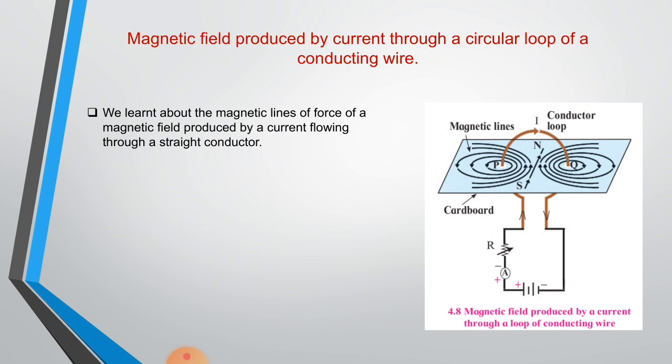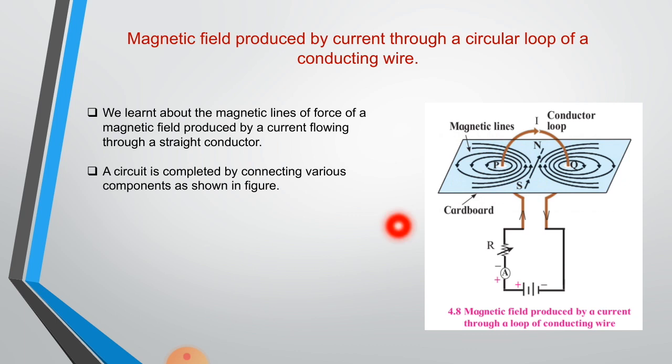जब straight line को bend करोगे तो क्या होगा, concentric circle बनेगा. You can see over here the concentric circle. It will form as a concentric circle. Okay, so here the circuit is completed by connecting various components as shown in the figure. Here you can see the magnetic lines. This is a conductor loop, the loop which is formed over here, and it is a cardboard. Here you can see the positive negative terminals.